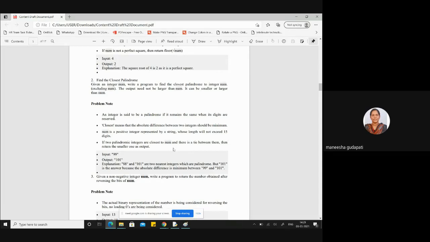And what is the third constraint? If both larger and smaller numbers are at equal distance, then you have to print the smaller number as the output. This is the third constraint. Any doubts? So by keeping all these three constraints in your mind, try to write a code for this problem. How can you perform this?